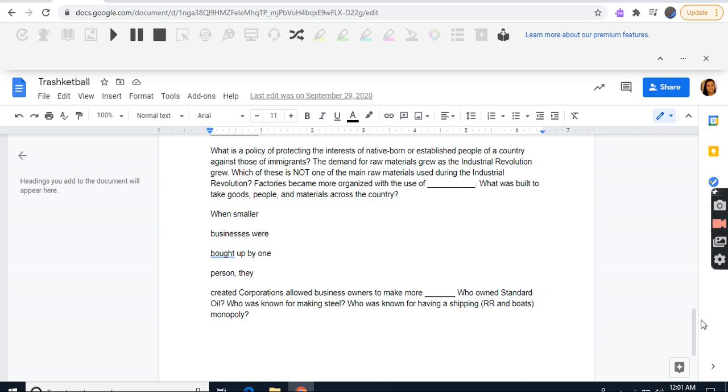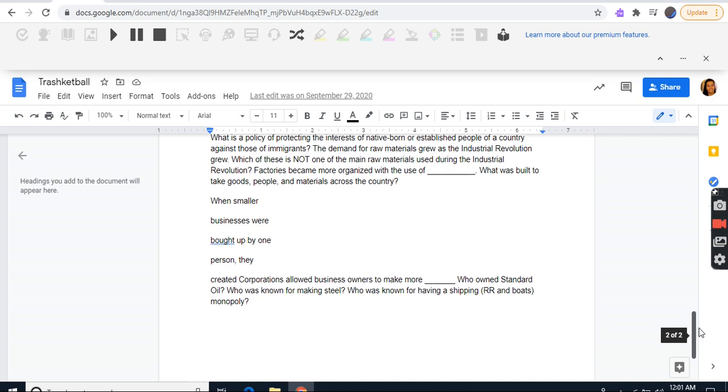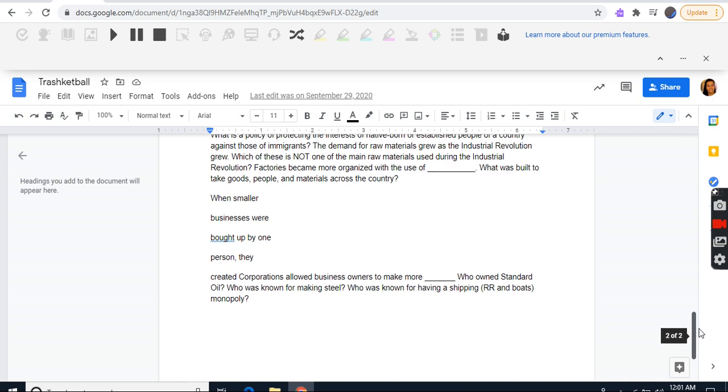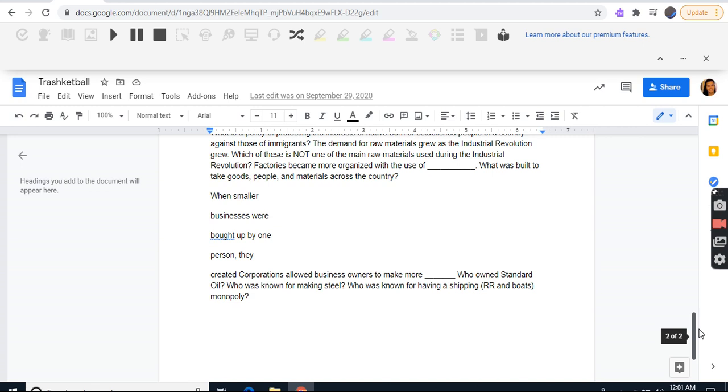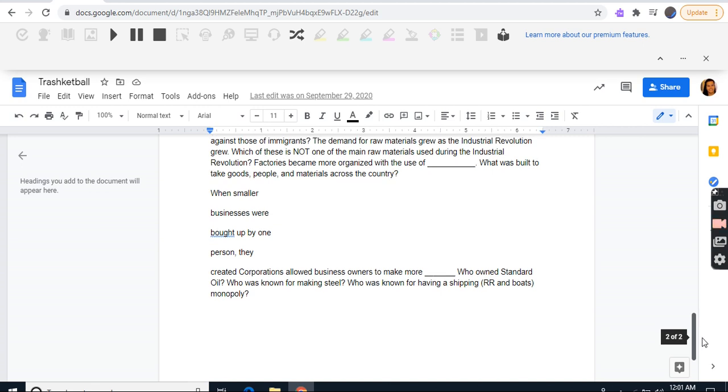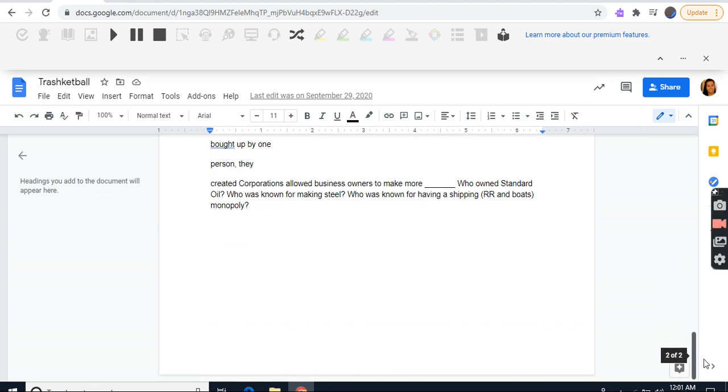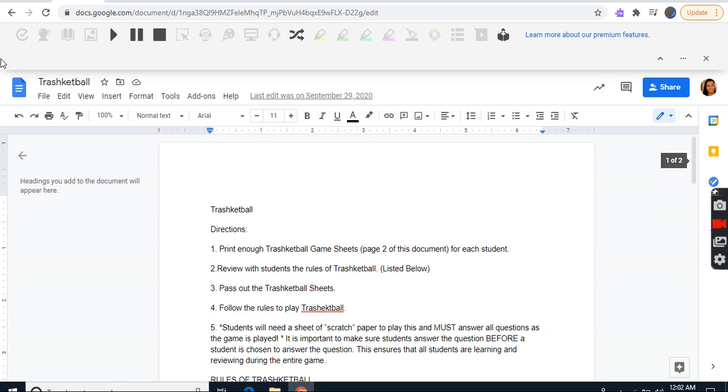Factories became more organized with the use of blank, which was built to take goods, people, and material across the country. When smaller businesses were bought up by one person, they created corporations to allow business owners to take more. Who owned Standard Oil? Who was known for making steel? Who was known for having a shipping railroad and boats? Monopoly. Can be about the game or whatever.